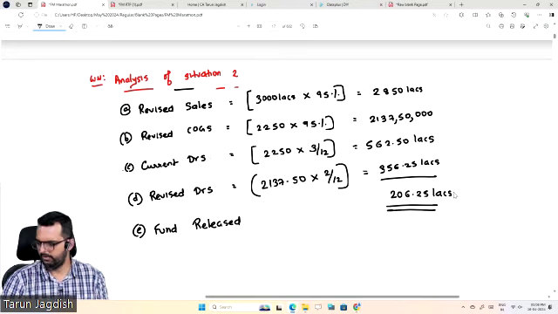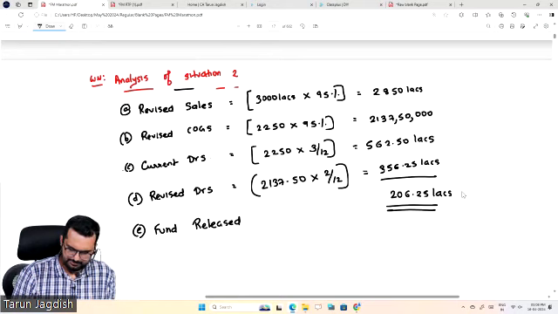So now tell me from this, how much is your fund released? 206.25 lakhs of your fund gets released.